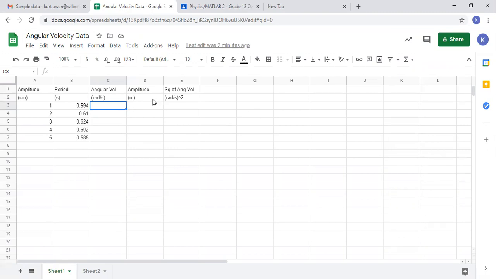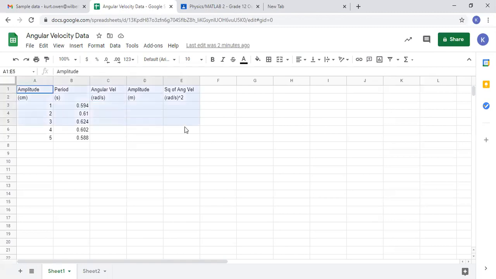So in part one of the lab, we were testing how the amplitude affected the period, all right? And you can see as the amplitude goes from 1 to 5, the period sort of fluctuates somewhere around 0.6, all right? So the formula for angular velocity is independent of the amplitude. So what we're hoping to show is that the amplitude really doesn't have much effect. So let's go ahead and talk about how to process this data.